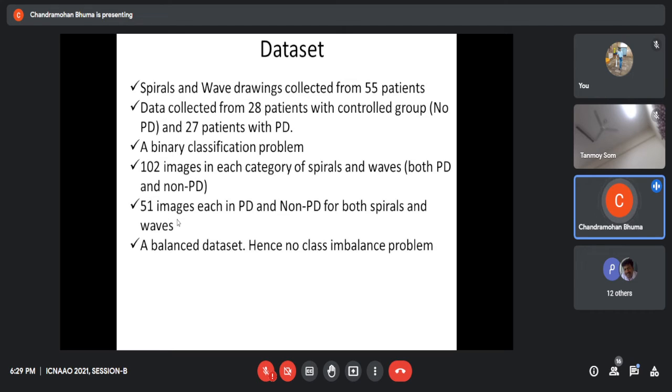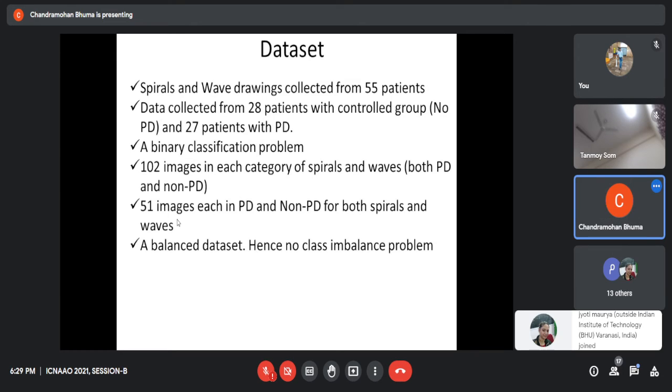There are 51 images in each category of spirals and waves, that is PD and non-PD. So the data set is a balanced data set. As such, there is no class imbalance problem.